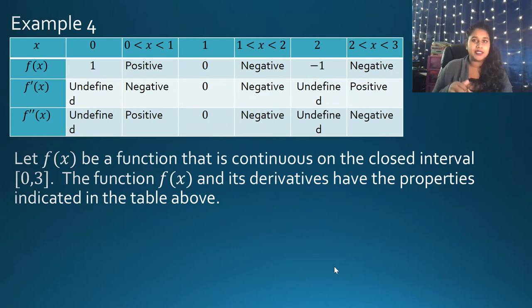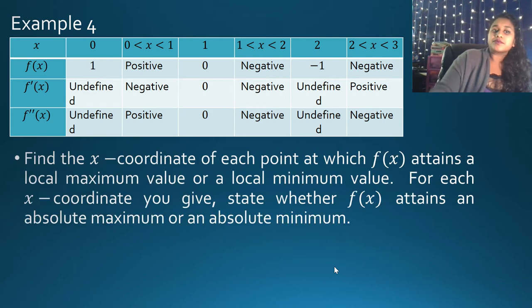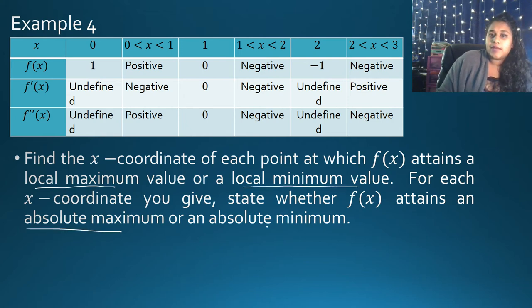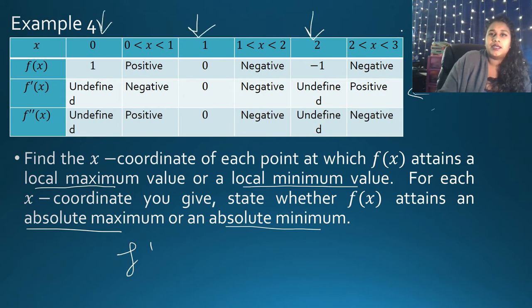It's kind of hard to read these tables at first, but eventually you realize if you have a table, they're our best friends. We love them. So our first question is to find the local max, the local min, and if there's an absolute max and an absolute min. So what do I need for that? I need the information about the first derivative, which is this second row right here. So I look for a critical point, which would be right here, right here, right here.